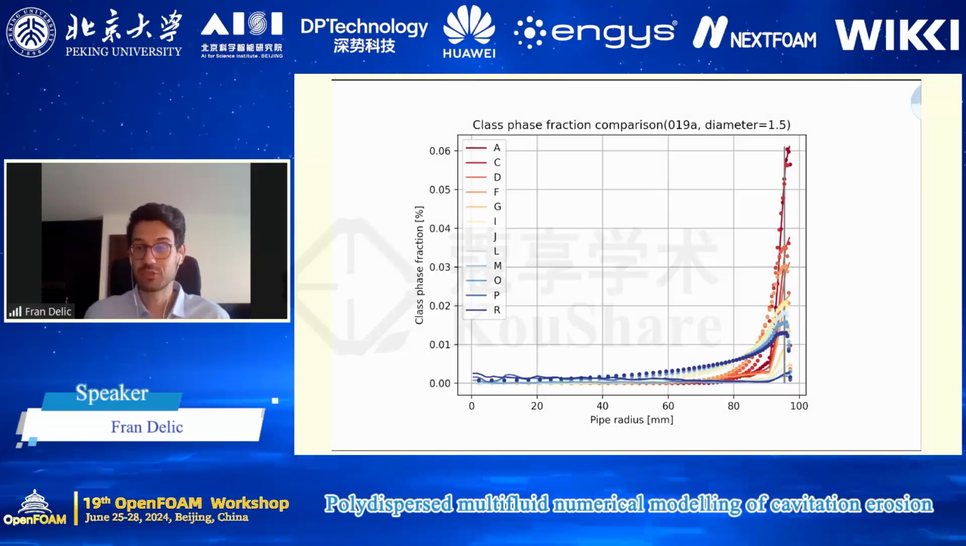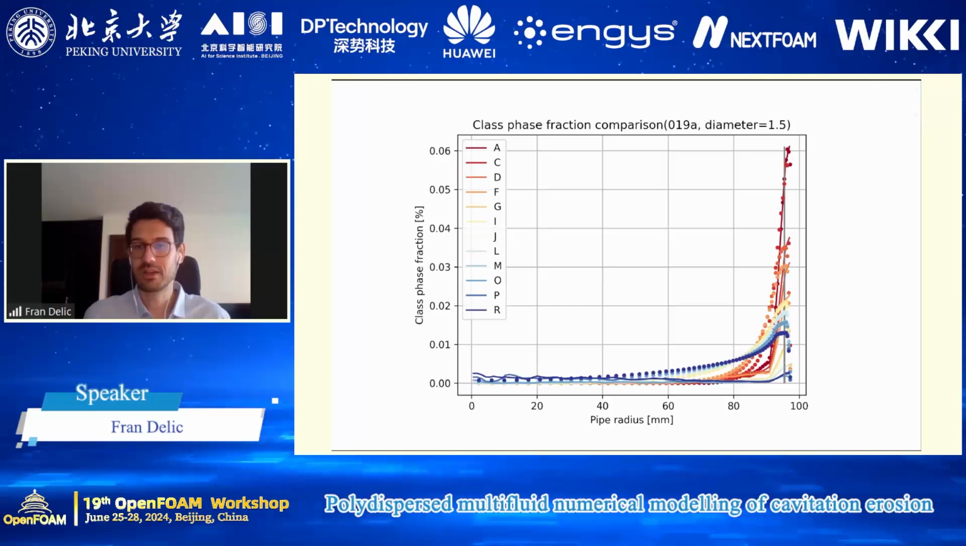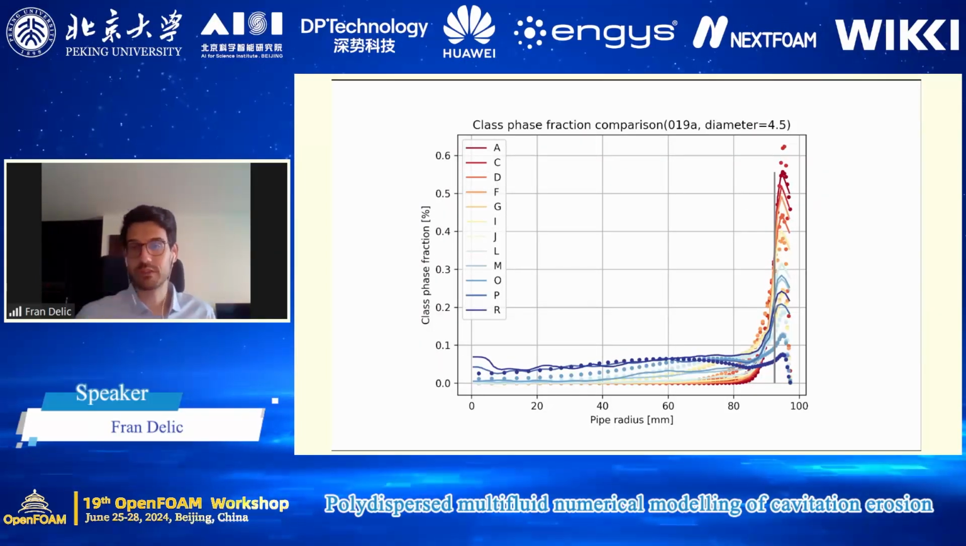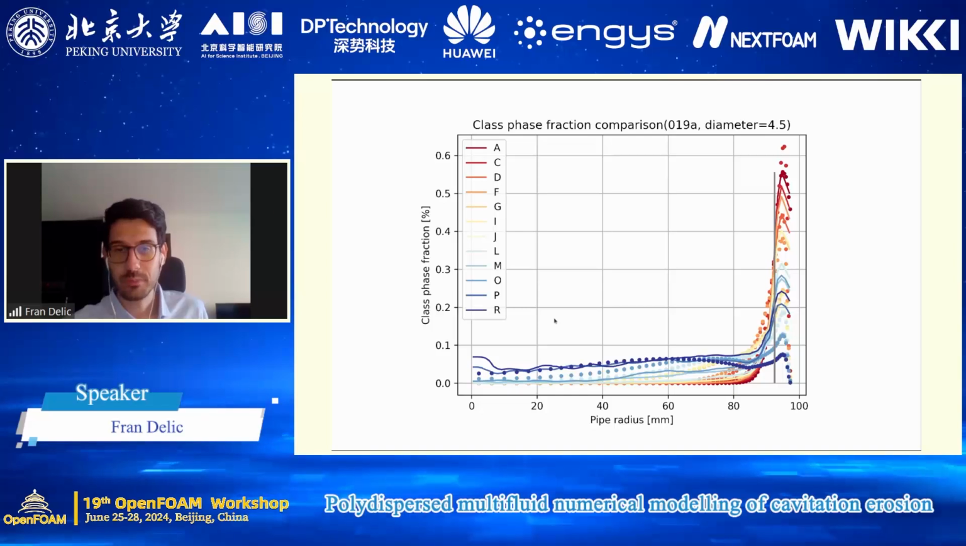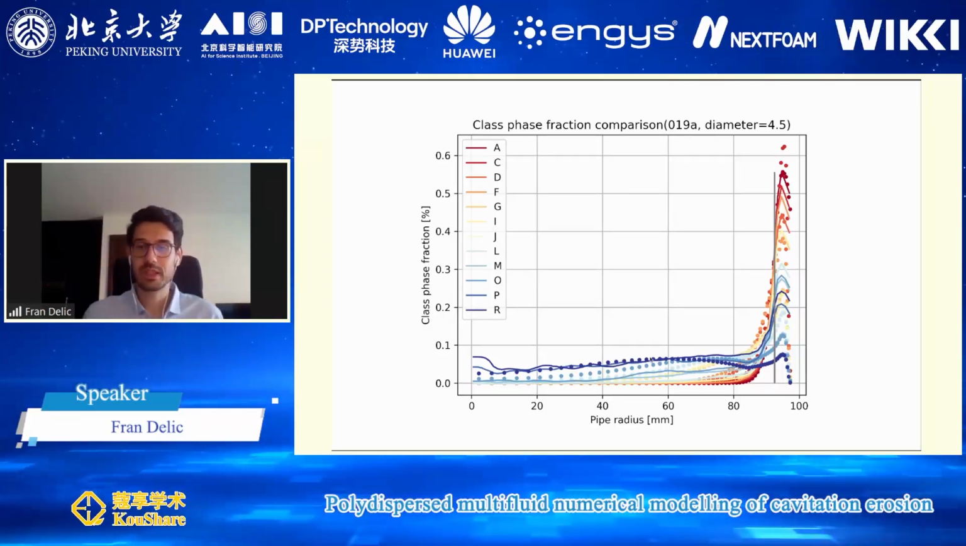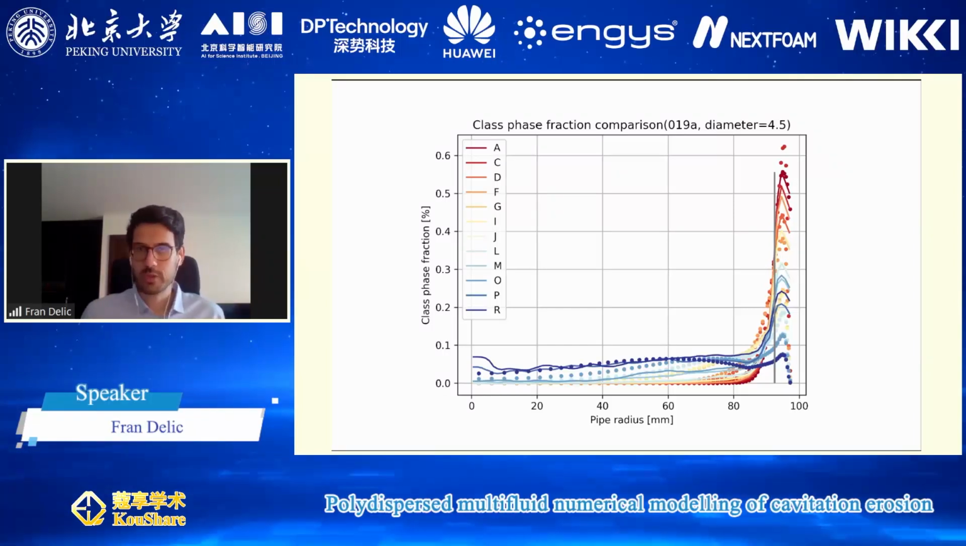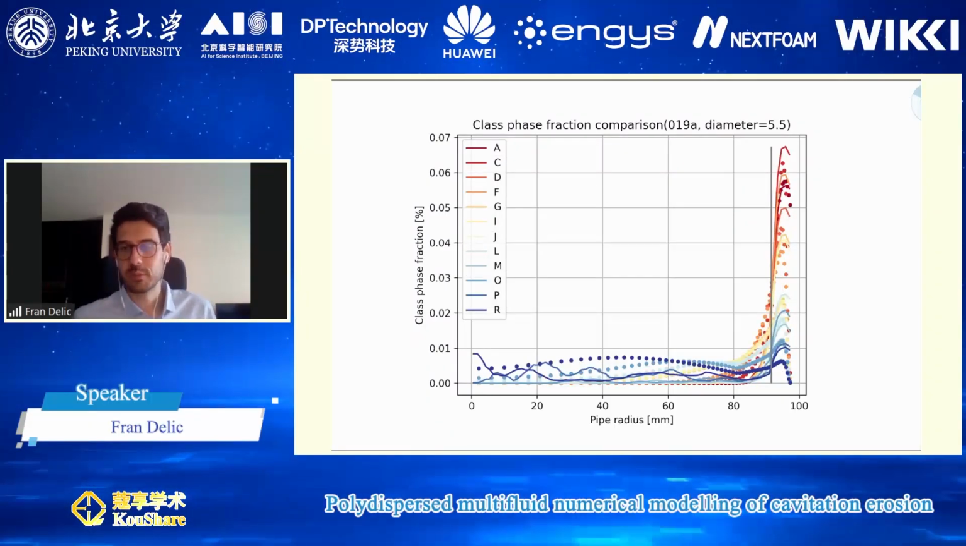So again, same set of results as in the previous slide, and the differences are apparent as we get to the higher classes. Previously we saw the blue line being here, a fully center peak, but here we are able to capture a bit of the wall entrapment for 4.5 millimeter bubbles and 5.5 millimeter bubbles.